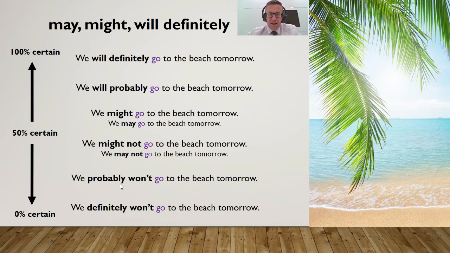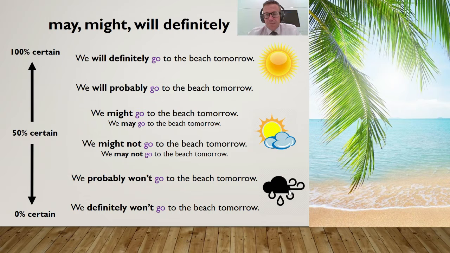So using weather as an example, if the weather is really good, we will definitely go to the beach tomorrow. If the weather's okay, you know, some sun, some clouds, we might go to the beach tomorrow. And then if it's bad weather, it's probably not nice at the beach, you'll get wet, we definitely won't go to the beach tomorrow. Okay, so this is may, might, will, definitely.